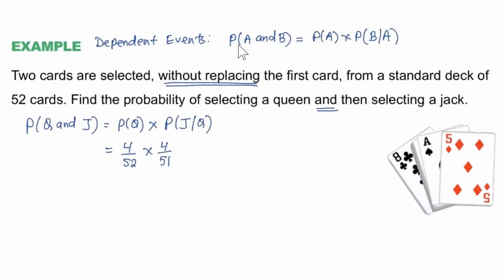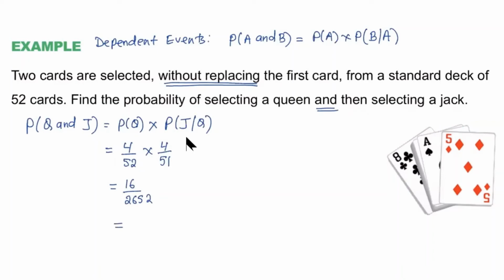Now, let's multiply this. First, what we do is 4 times 4 from 4 over 52. How much is 4 times 4? 16. And in the denominator, you have 52 times 51. How much is 52 times 51? 2,652. So that is the fraction.